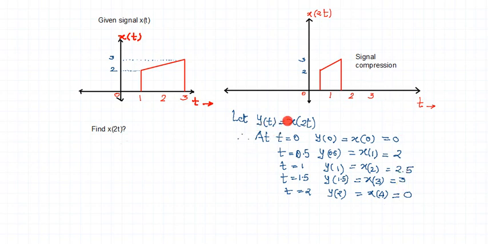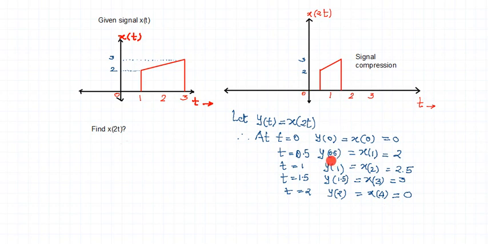So y of t is nothing but x of 2t. So I'm plotting here x of 2t, which means I'm indirectly plotting the y values. Right? So let me start with y of 0. At 0, what is the magnitude? 0. So you could see here at 0, there is no signal. It means that the magnitude is 0.